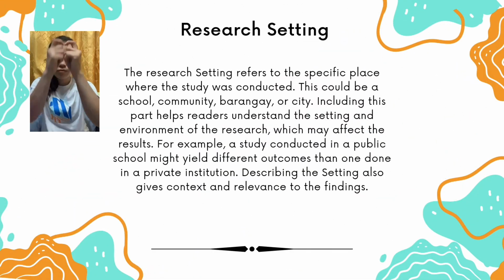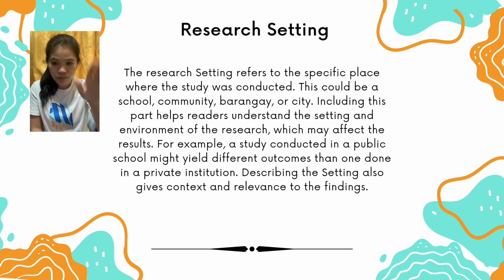Research setting. Research setting refers to the specific place where the study was conducted. This could be a school, community, barangay, or a city. Including this part helps the reader understand the setting and the environment of the research, which may affect the results. For example, a study conducted in a public school might yield different outcomes than one done in a private institution. Describing the setting also gives context and relevance to the findings. Population. Here you talk about where your research will happen and who your participants are.